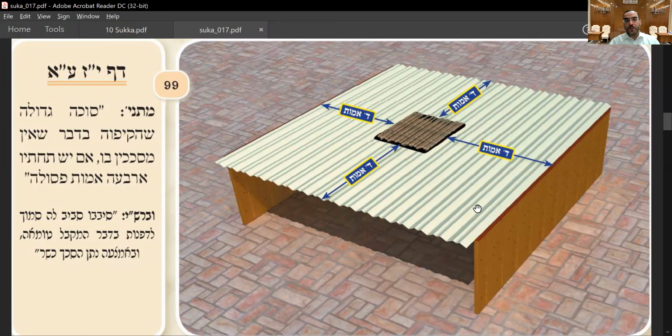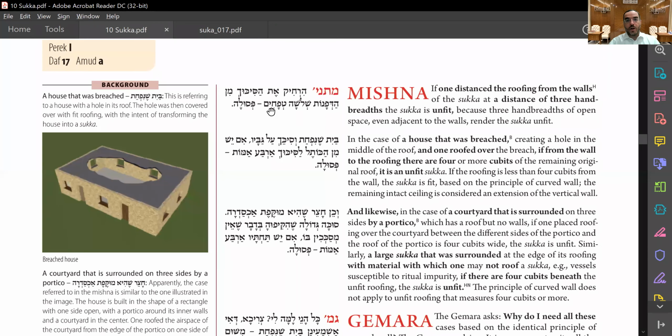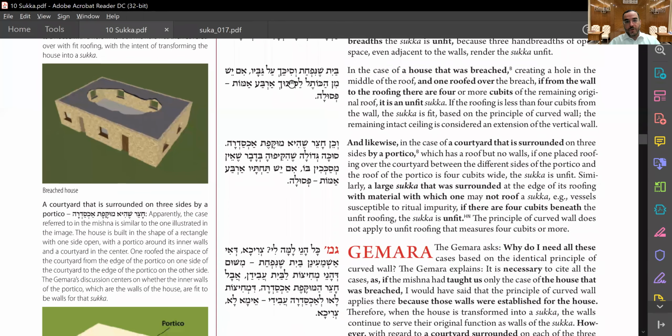So you see all these 3 cases seem to all be borrowing the tool of dofen akuma, a crooked wall. So that is the Mishnah. We have 1 case of empty space, that's 3 tefachim. And then we have 3 cases of improper sechach, but there's something there, and that's 4 amot as long as it's adjacent to one of the walls.